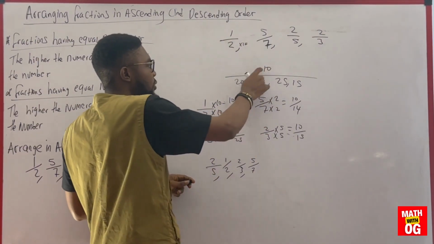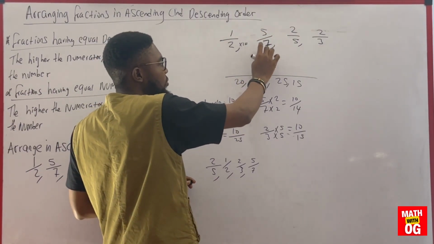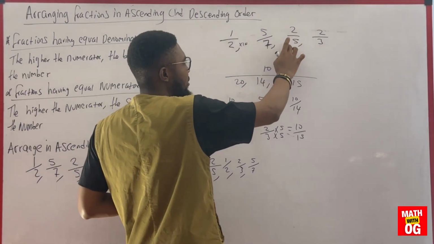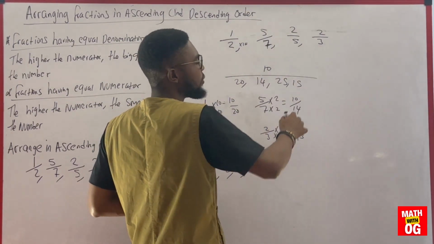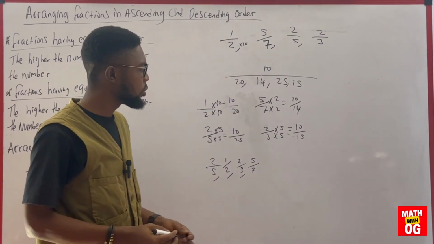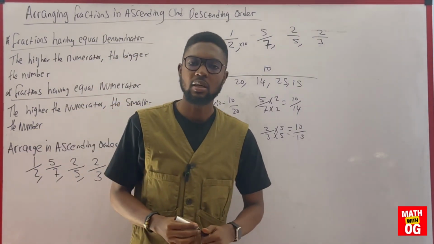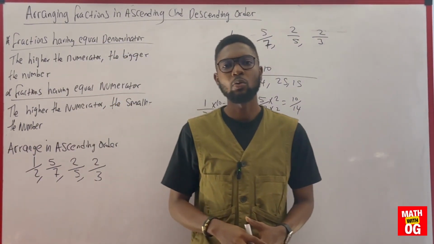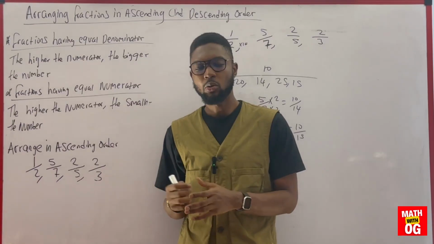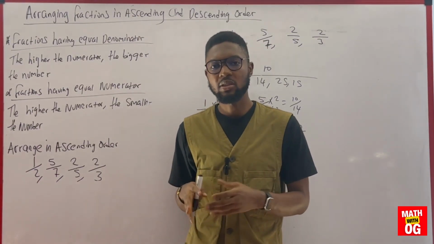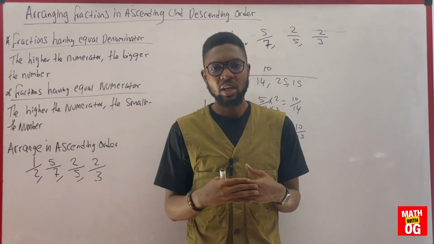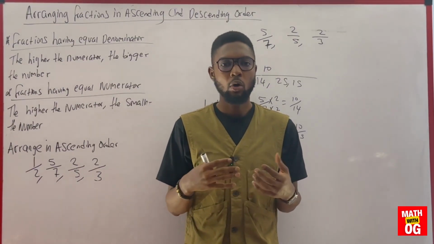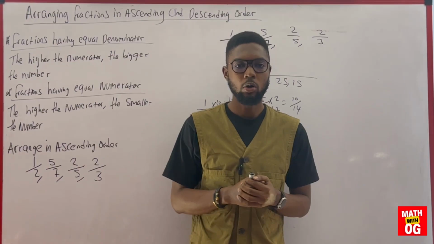So 1 over 2 is 10 over 20. 5 over 7 is 10 over 14. 2 over 5 is 10 over 25. And 2 over 3 is 10 over 15. So you can see we got exactly the same answer. So this is how you approach answering question under arranging fractions in ascending order or in descending order. You arrange them to have equal denominator or you arrange them to have equal numerator.